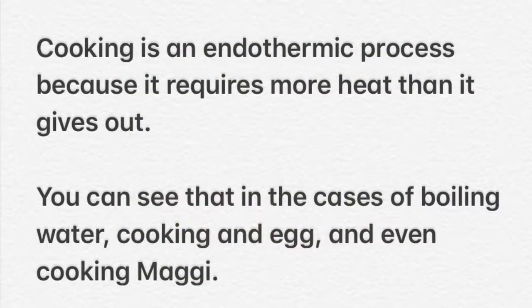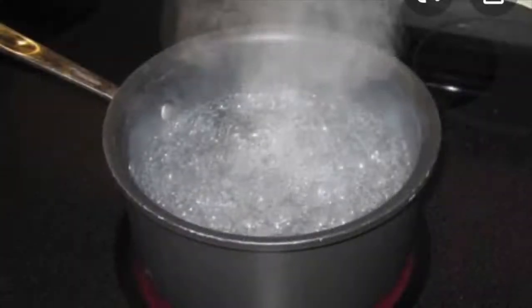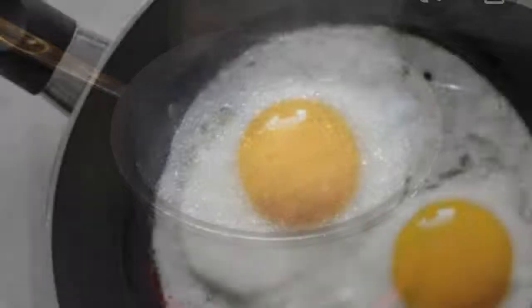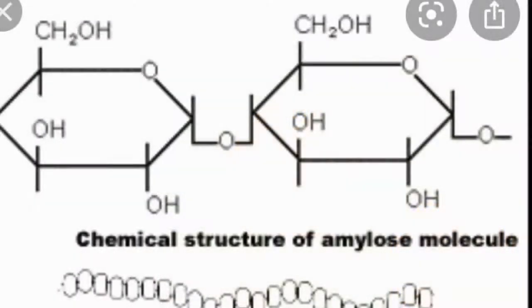As mentioned before, cooking is an endothermic process because it requires more heat than it gives out. We can see that in the cases of boiling water, cooking an egg, and even cooking Maggie. Specifically in the case of Maggie, Maggie is composed of multiple starch molecules, one of which is amylose, which changes their molecular structure in the presence of heat.